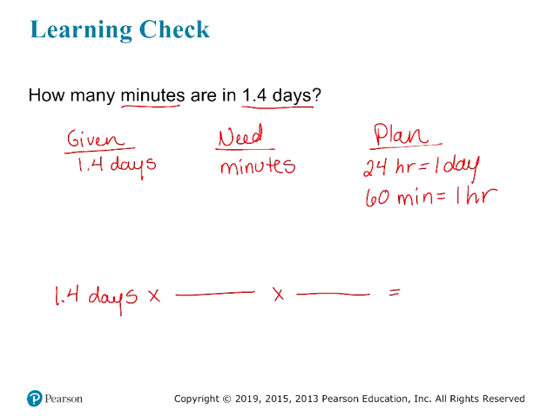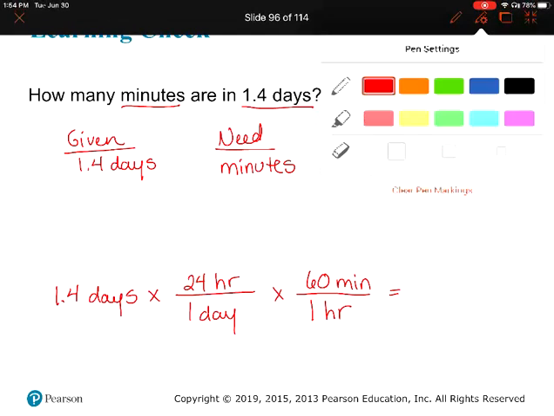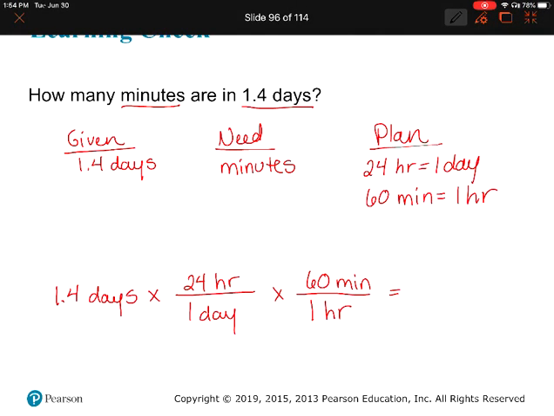All right, so in my first conversion factor, I want to get rid of days. So I'm going to put 1 day in the denominator. And then I know that that's equal to 24 hours, so I'll put that in the numerator. And then in the next conversion factor, I want to get rid of hours. So I'll put 1 hour in the denominator, and I'll put 60 minutes in the numerator. Okay, so let me make sure all my units cancel, and I end up with what I want. So days and days will cancel, and then hour and hour will cancel. And I'm left with minutes. Perfect.